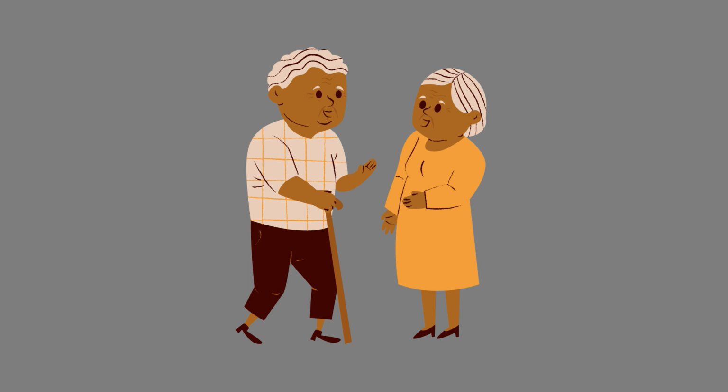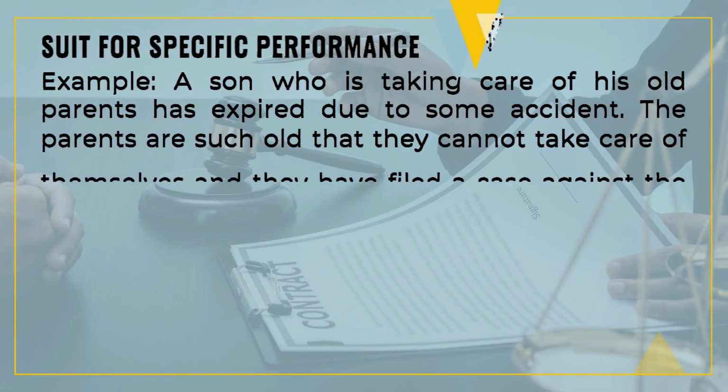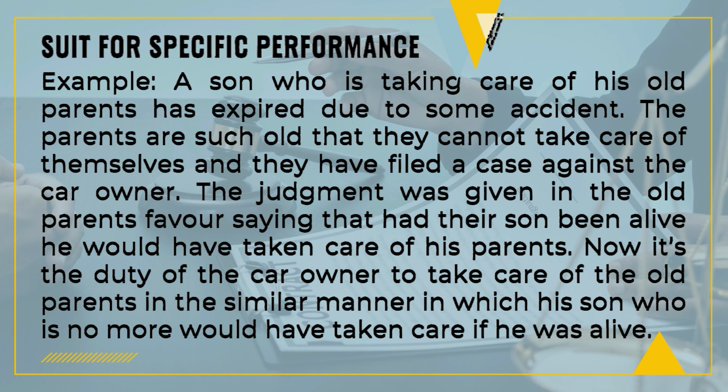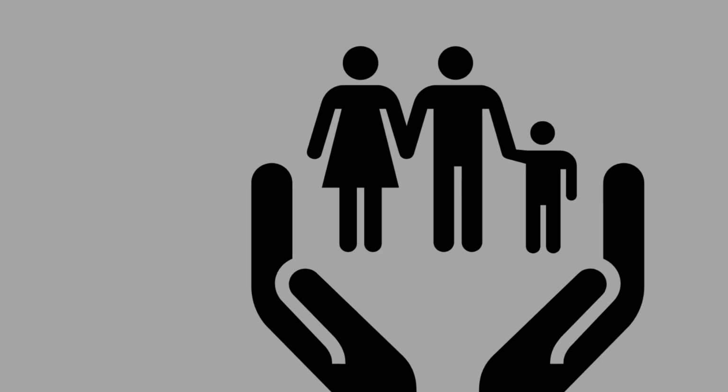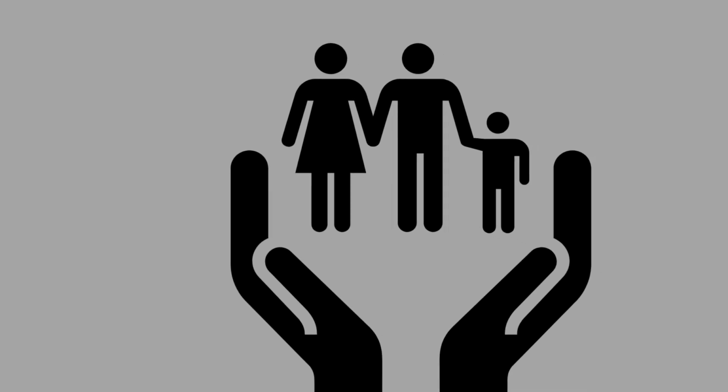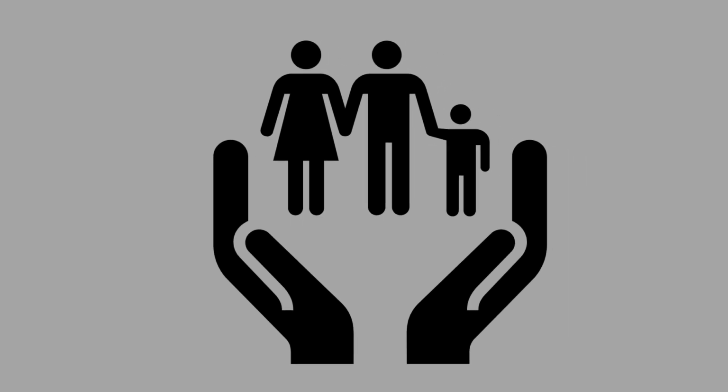Old age parents, there are parents who are having a son, the only son, who was taking care of their parents, and due to some incident the son has expired. He has expired in an accident, and the parents are old, they cannot take care of themselves, so they have filed a case against the car owner. The court has given judgment that had their son been alive, he would have taken care of their parents.